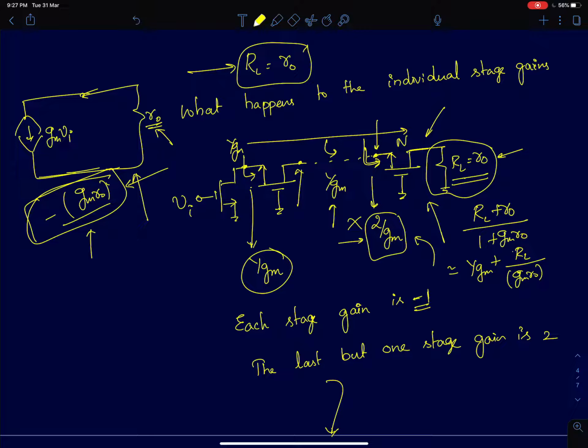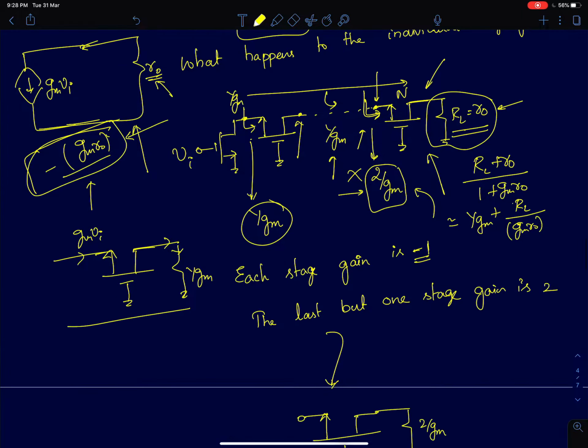For all the other stages, for example, if I have a common gate amplifier with a resistance of 1 by gm connected this way, I have a current gm Vi entering this, so the same current will flow through this and you will get a gain of 1. So every common gate will see a gain of 1, till the n minus 2 stage.